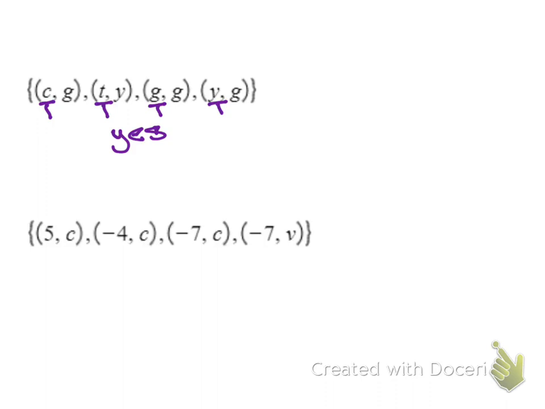Let's look at this last one. We have 5 matching with C, -4 matching with C, -7 matching with C, and -7 matching with V. So here, these are both -7s, so that's the same thing in the domain, matching with 2 different things in the range, so this one is not a function.